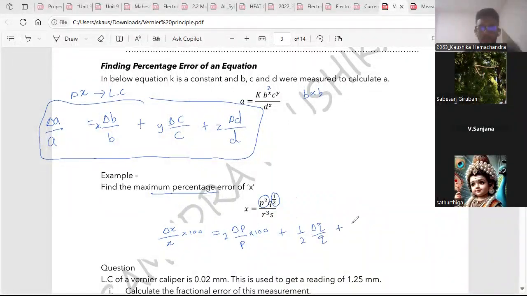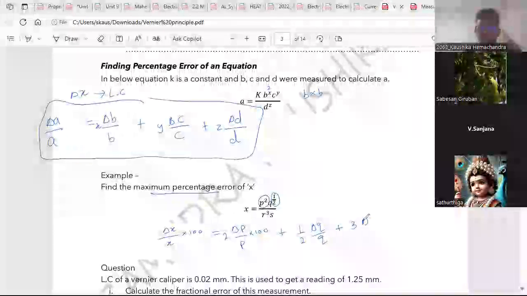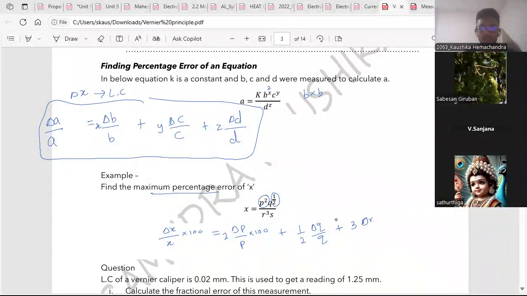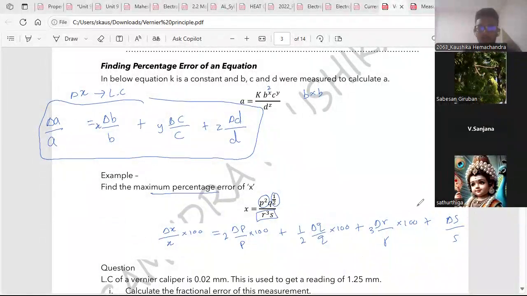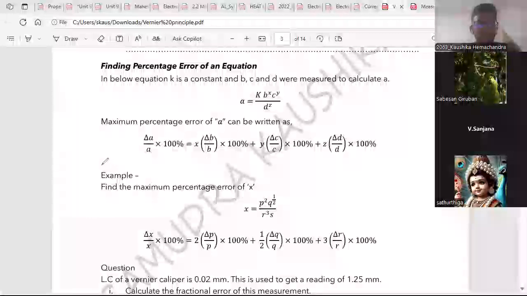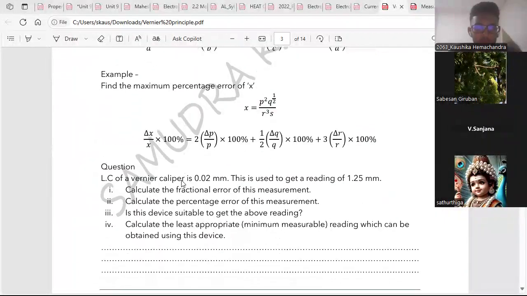Half delta Q over Q into 100, plus delta R over R into 3 into 100, plus delta S over S into 100, that's 1. So even though R cube and S are at the denominator level and not multiplied, we take the error as an error. Whether you multiply it or divide it, error is an error, so we add it. Just because we divide it, we don't take minus or anything like that. Error is error. So keep that in mind.